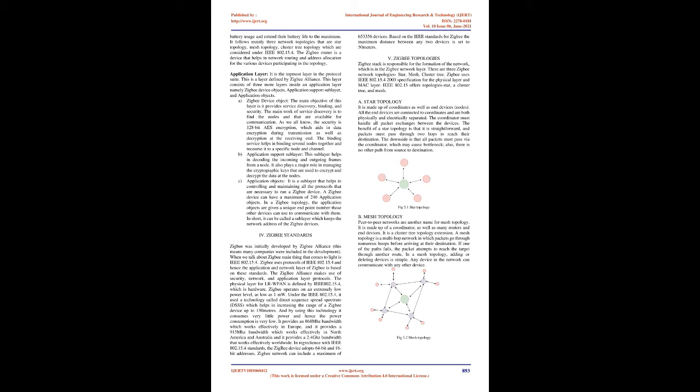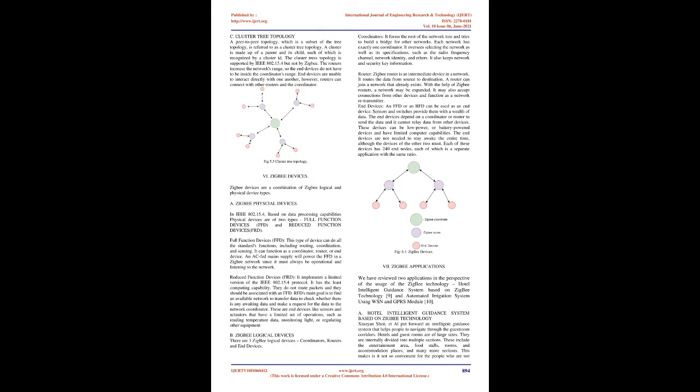A star topology is made up of a coordinator as well as end device nodes. All the end devices are connected to the coordinator and are both physically and electrically separated. The coordinator must handle all packet exchanges between the devices. The benefit of a star topology is that it is straightforward, and packets must pass through 2 hops to reach their destination. The downside is that all packets must pass via the coordinator, which may cause a bottleneck. Also, there is no other path from source to destination.